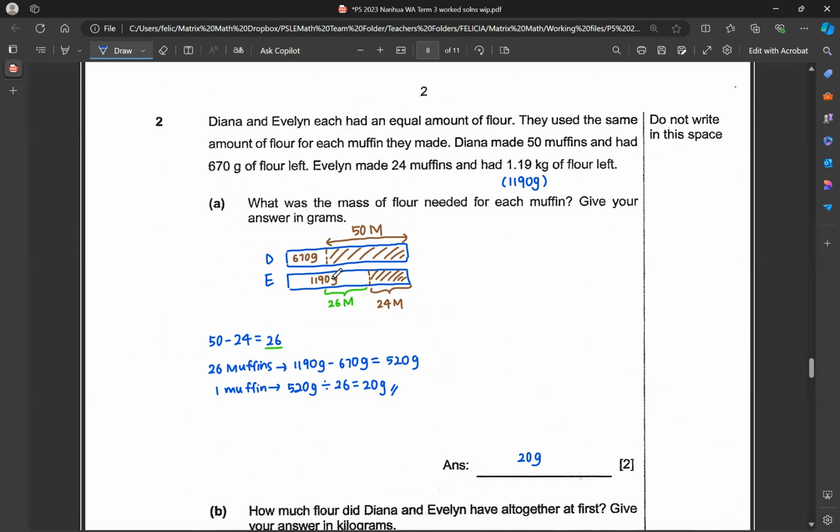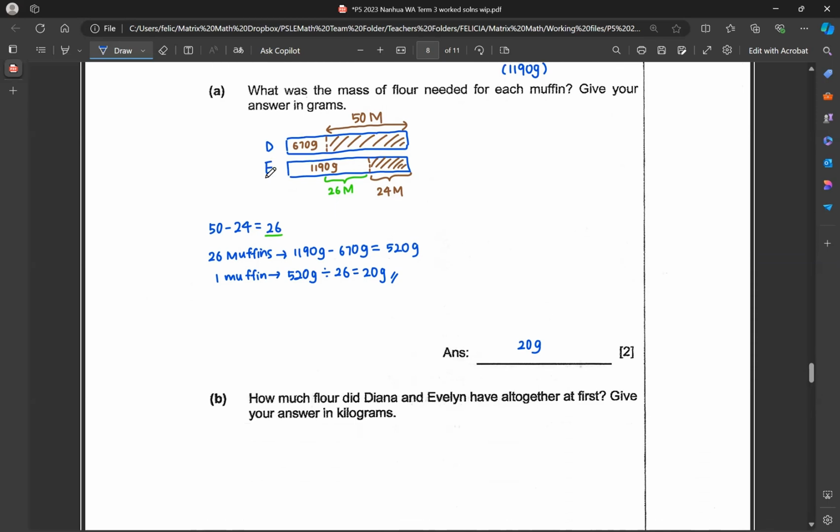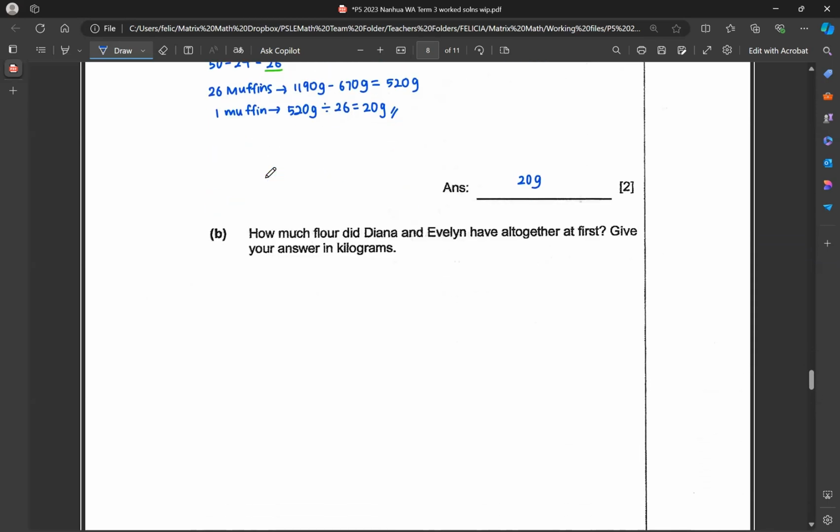Okay, so actually you just need to work out one person. Either you work out Evelyn or Diana's flour at first, because anyway, each person, they both have equal amount of flour at first. All right, so you get to decide who you want to work with. All right, I think I'll choose Diana to work with. You want to choose Evelyn also can, up to you. Okay, so I'll choose Diana to work with for the at first.